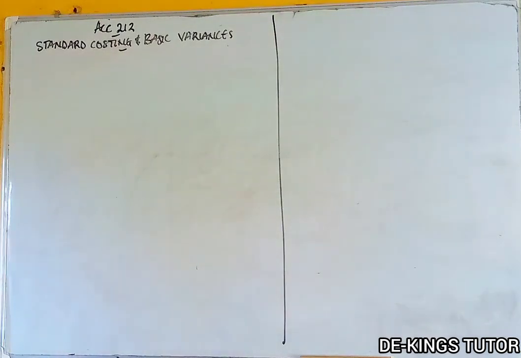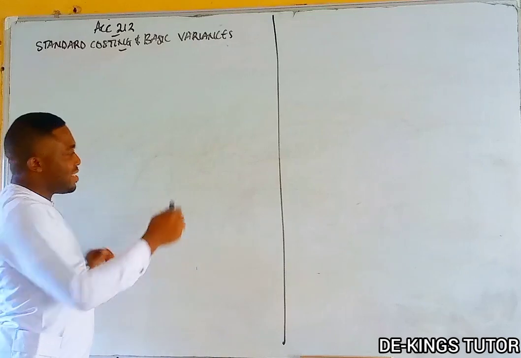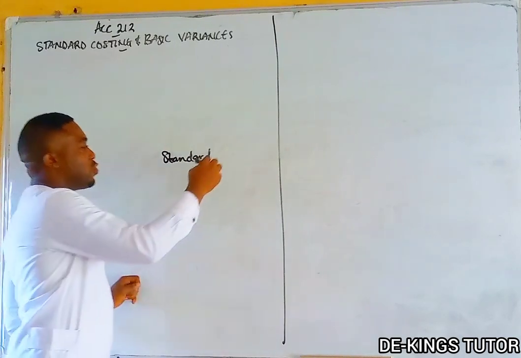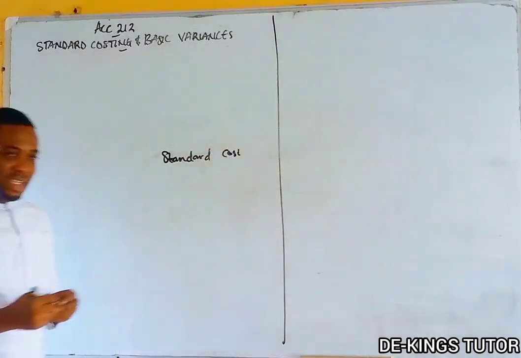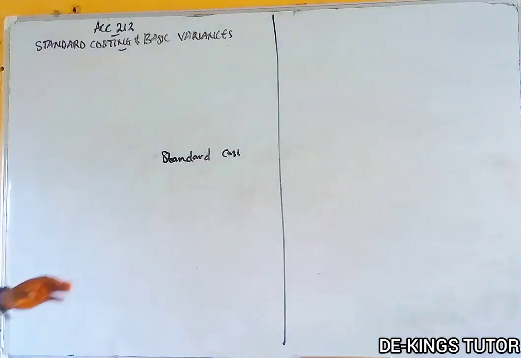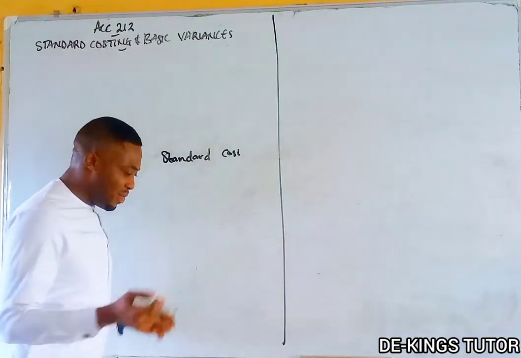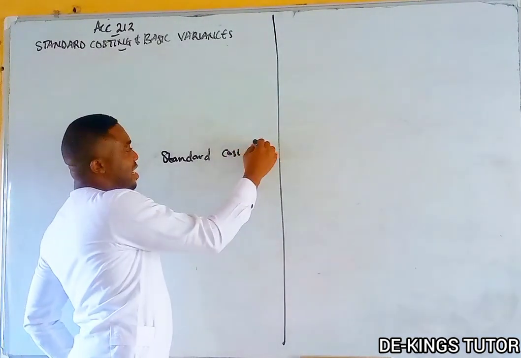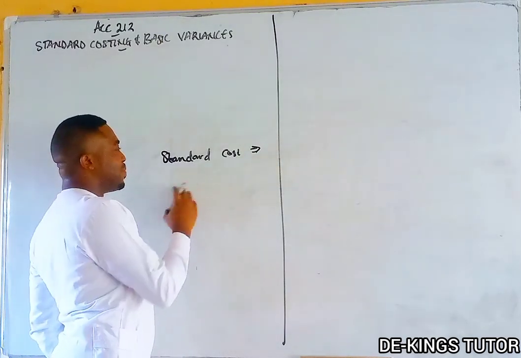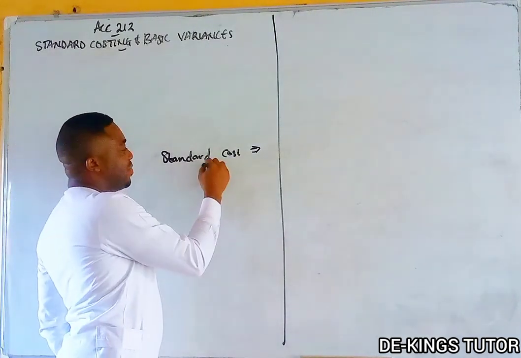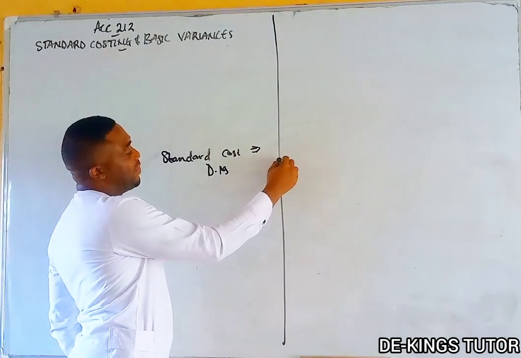See standard costing. This is very wide. In organizations, they set a standard in terms of their cost. That is, they budget a particular amount that they would want to spend. For instance, they can say probably in a year, our budgeted cost we want to spend for direct material is 50,000.